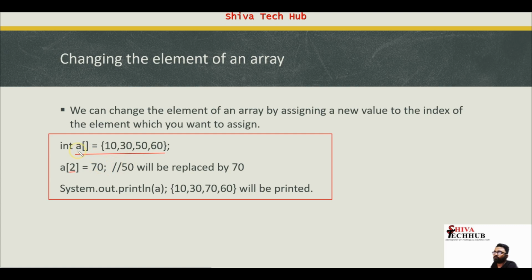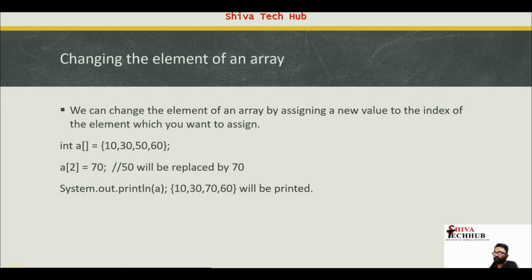Now if you try to print the entire array, instead of 10, 30, 50 and 60, 10, 30, 70 and 60 will be printed. So let me write it down over here. Since we have changed the element that is present at A of 2, this will be printed: 10, 30, 70 and 60. So this will be the output. Got it, guys? Okay.